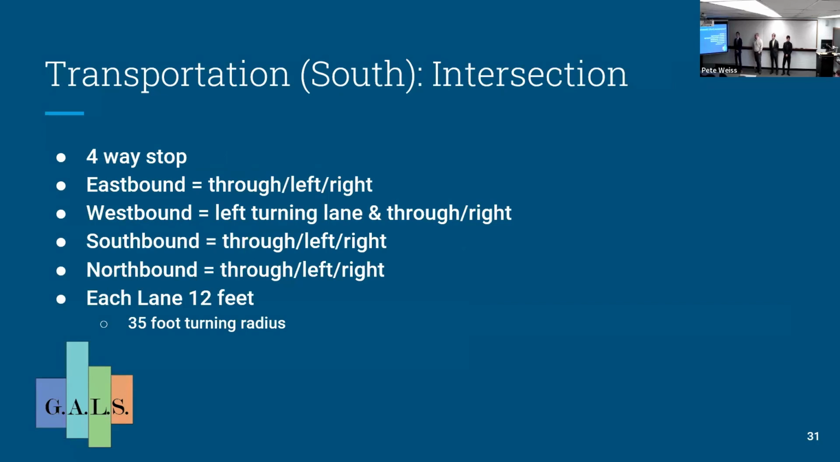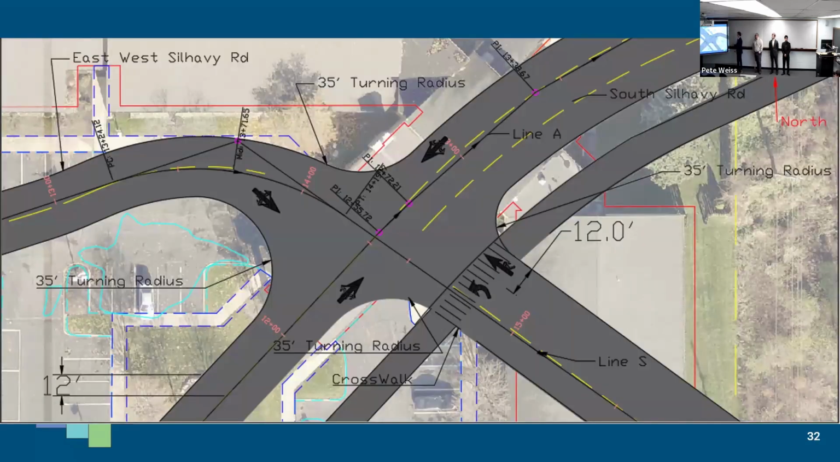My intersection is a 4-way stop. North, south, and east are all right, through, and left. The west is different because of the amount of traffic from a traffic impact study, so there is a left turning lane. As you can see here, this is my 4-way stop. You can see that there's a 35-foot turning radius for each turn, and then you can see westbound right here. You can see that there is a left turning lane.